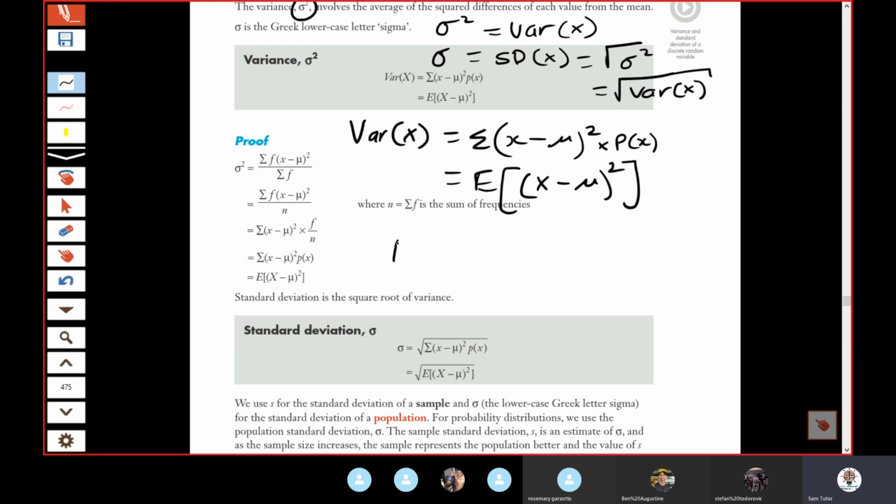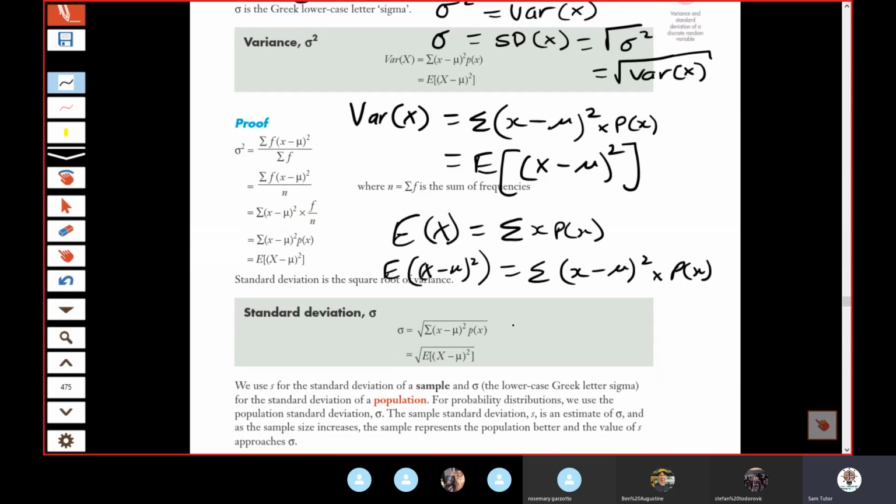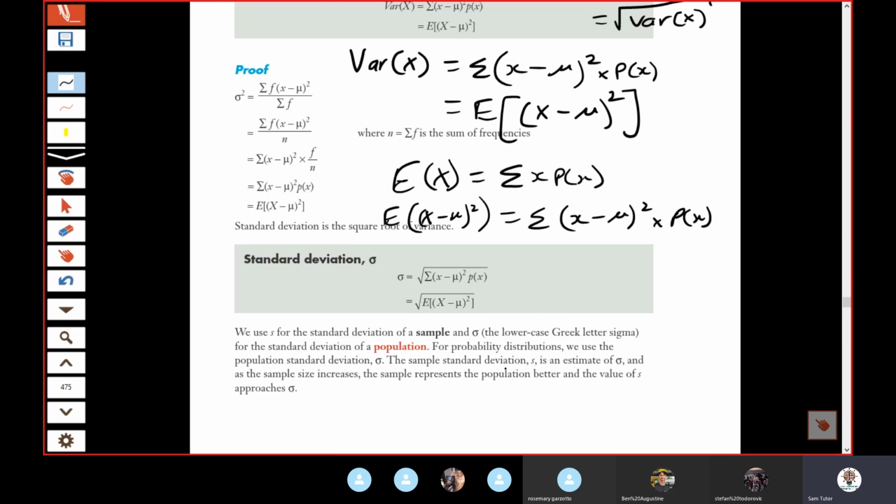If you're wondering how you got this, if you remember, expectation of x is what? Sum of your x's multiplied by this, right? So if I said, just like any function, replace x with (x minus mu) squared, then your x gets replaced by (x minus mu) squared times the probability of x. So that's why that is that. Hopefully that proves it for you guys. Anyways, standard deviation is just the square root. That's all you need to know.